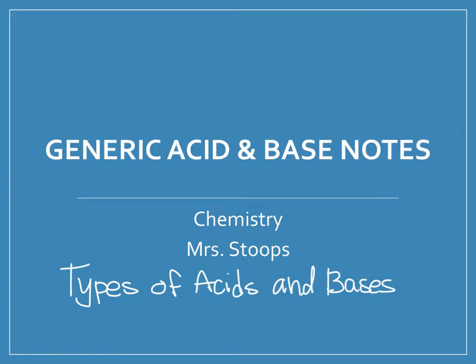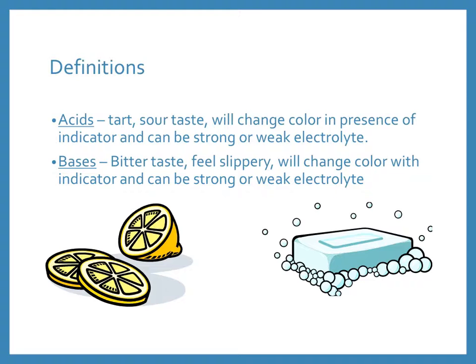This screencast is about different properties of acids and bases and the types of acids and bases. The very generic definition for an acid is something that gives up or has a hydrogen ion in it, and a base is something typically that has an OH ion in it. Some of the characteristics: acids are tart or sour tasting. They will change color in the presence of an indicator and can be either a strong or a weak electrolyte.